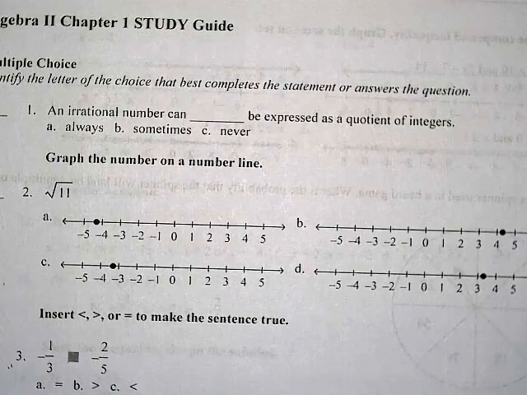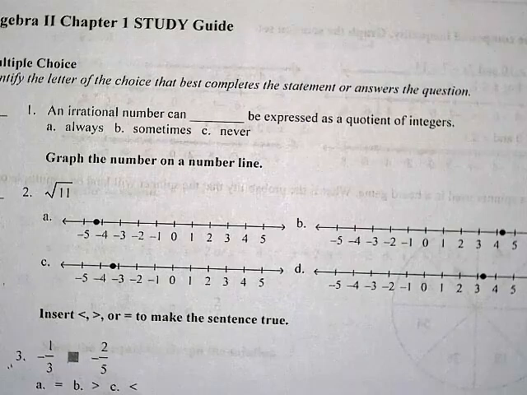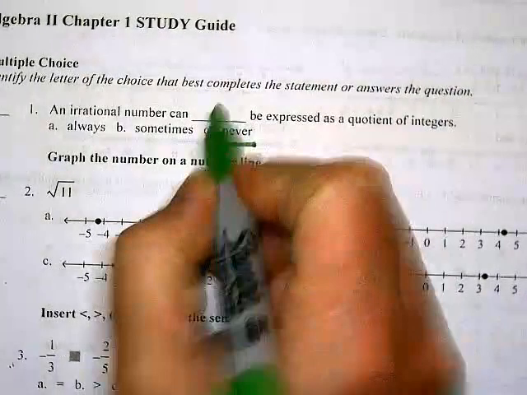Okay, here we go. Chapter 1 study guide for Algebra 2. First question says, an irrational number can always, sometimes, or never be expressed as a quotient of integers. What's the answer here? Never.